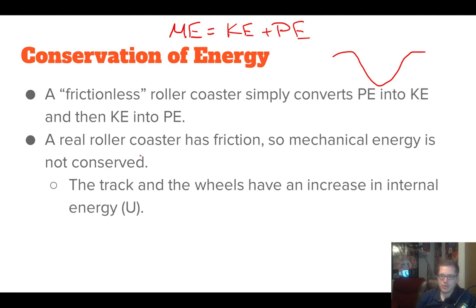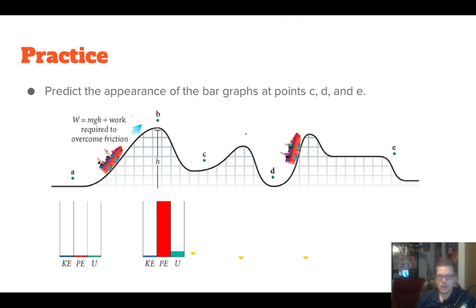In a real roller coaster, you have friction, so the mechanical energy is not conserved. You're going to be losing potential and kinetic energy over time, and that energy goes into increasing the internal energy, usually via friction, and also wind resistance, vibration, sound, and so on. That energy gets lost and increases the internal energy of the track and the wheels and the air around it. So we're going to do a little practice here and see what we can come up with.